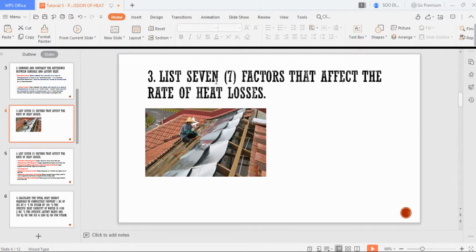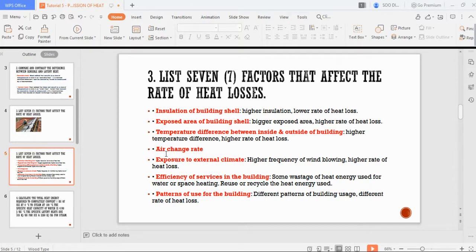Okay, so question number 3 is to list 7 factors that affect the rate of heat losses. This can be found in your lecture slides. The first is the insulation of building shells: better insulation, lower rate of heat loss. Exposed area of building shells: if you have a large area, then you will lose more heat. And then the temperature difference between inside and outside of the building: higher temperature difference, higher rate of heat loss.